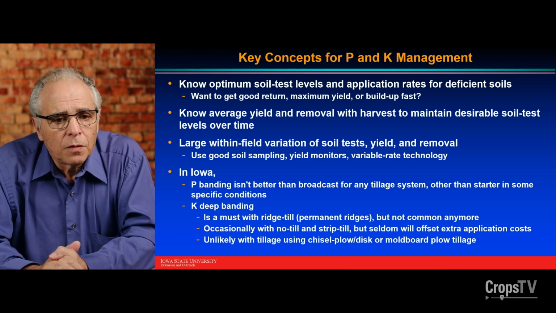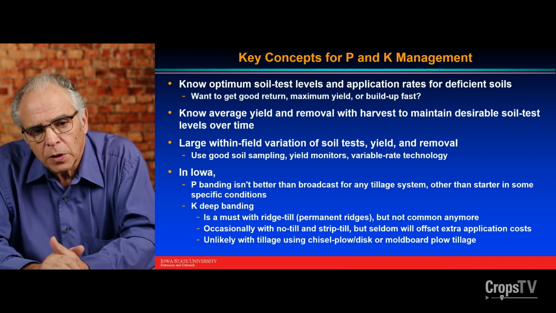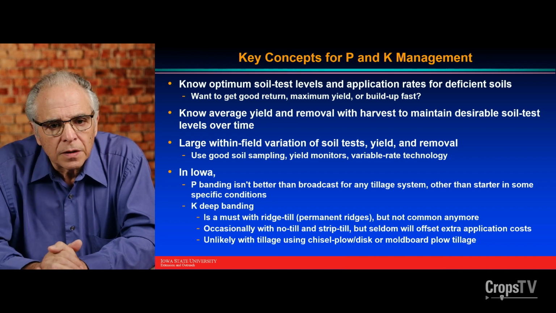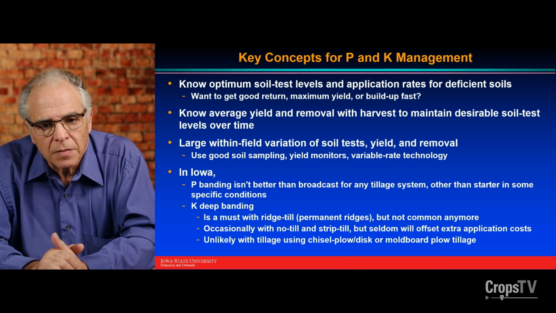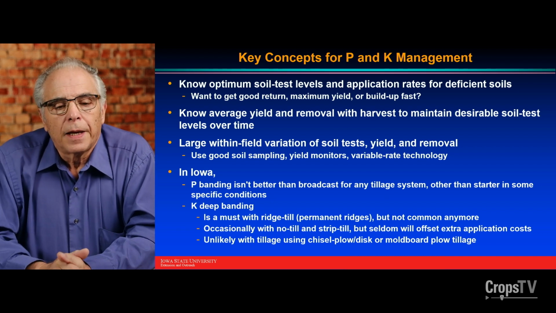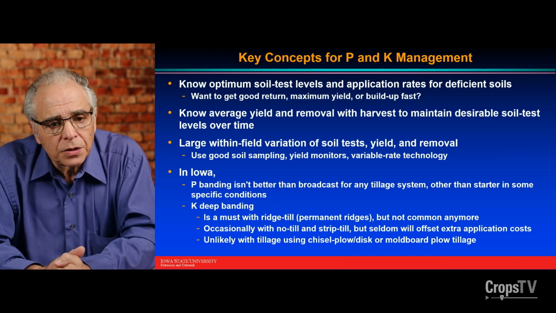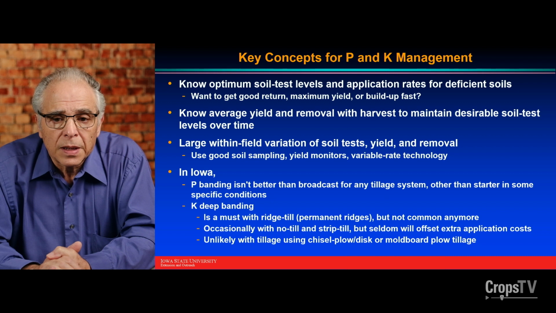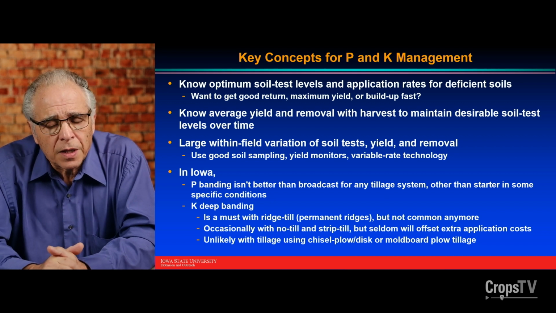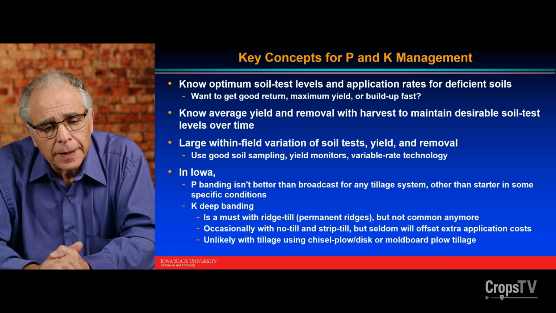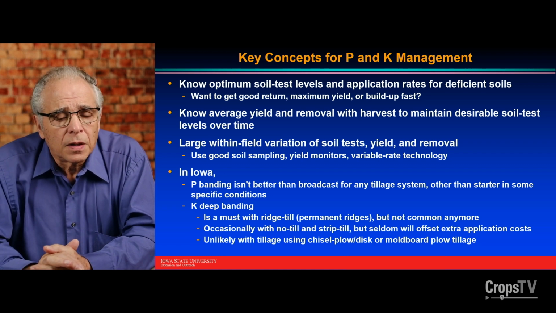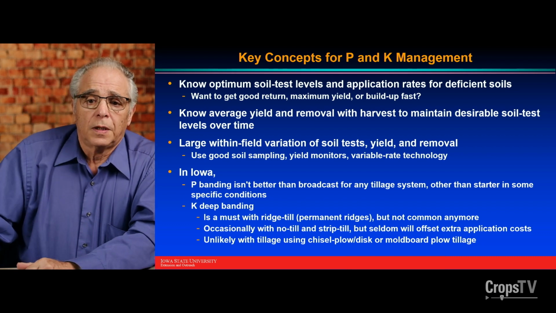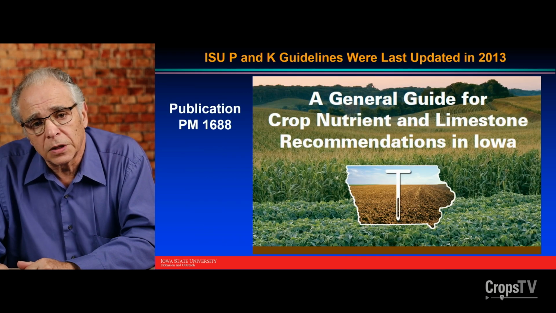And for potassium, we did find that we have a big response for ridge till, the old ridge till with permanent ridges that there are not many anymore in Iowa. But then only occasionally is there a response to deep banding with no-till and strip-till, and seldom will it offset the extra application costs. And then there is unlikely need for deep banding with tillage using a chisel plow, disc, or the old plow tillage. So this is just a general introduction.